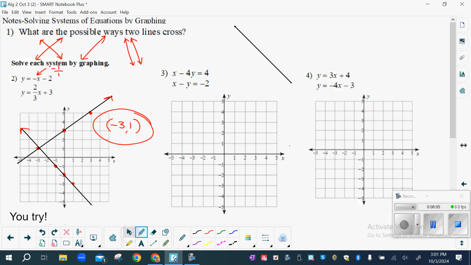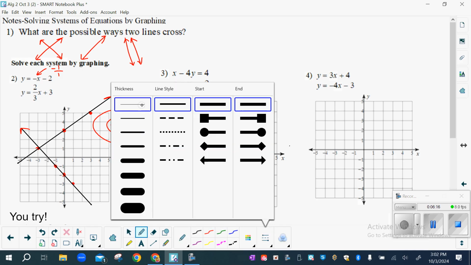Oh wait, now you have to get it in the right form for the bottom. For both of them. So they're not in slope-intercept form. So we have to get them in slope-intercept form, don't we? Yeah. So how do we do that?